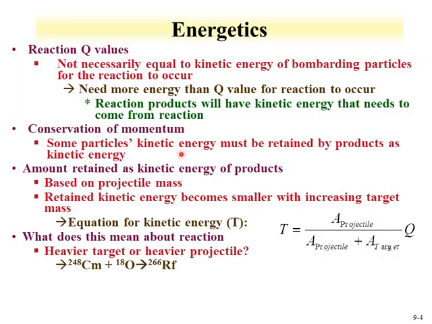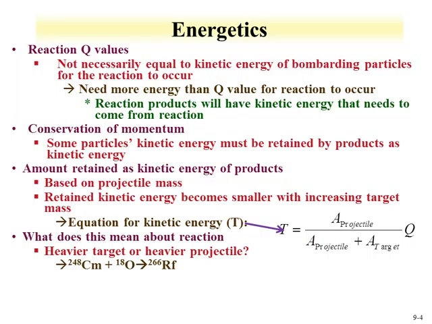The amount that's retained as kinetic energy of the product is based upon the projectile mass. The retained kinetic energy becomes smaller as the target mass increases, with the equation listed here, where I take the Q value and multiply it by the fraction of the mass of the projectile divided by the mass of the projectile plus the mass of the target. I'll get the equation for the kinetic energy that's necessary for the reaction. We'll see this eventually leads to something called the threshold energy.